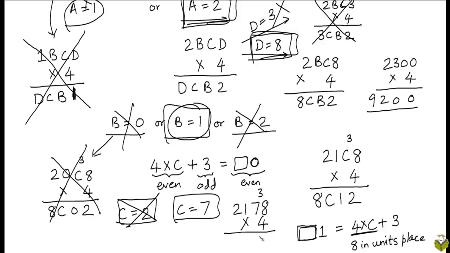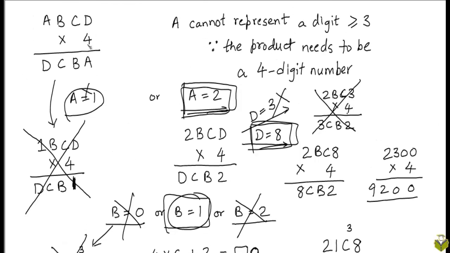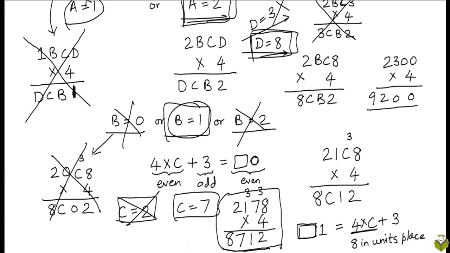4 8s are 32. 4 7s are 28 plus 1 is 31. 4 1s are 4 plus 3 is 7 and 4 2s are 8. In fact, we got a matching answer here, because if c was equal to 7, then we should have got an 8712 in the result, and that is exactly what we get. So this is the only solution to the given cryptarithm. ABCD times 4 is DCBA. You can see that a is 2, b is 1, c is 7, d is 8, and when multiplied with 4, the digits get reversed. 8712 appears in the result.